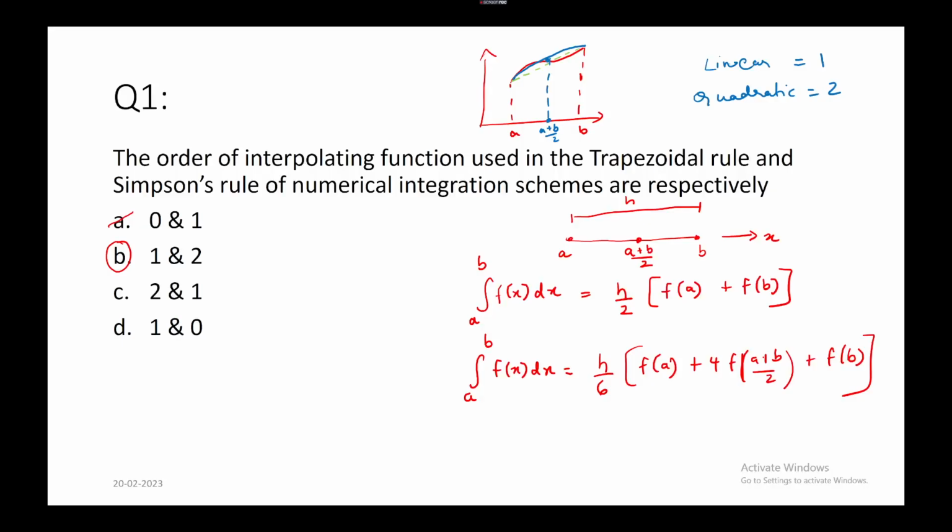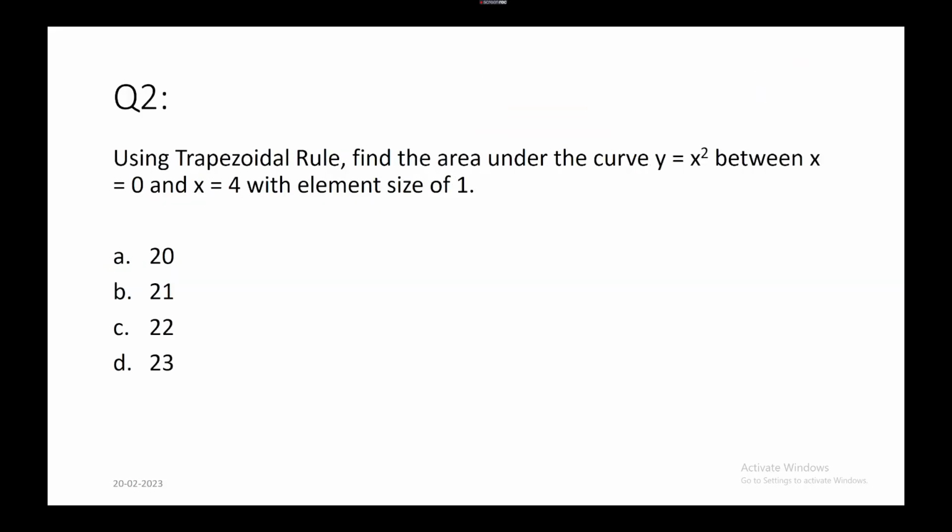Yeah. So answer is B. So we just saw that the order of the interpolating function used is 1 for the trapezoidal rule and 2 for the Simpson's rule. So how the order is established is this way. In the trapezoidal rule, we are concerned only with the endpoints and we are interpolating the function through a linear function, and for Simpson's rule we are interpolating through a quadratic function, assuming the midpoint also. So let us go to the second question.